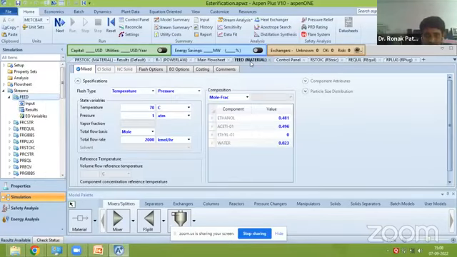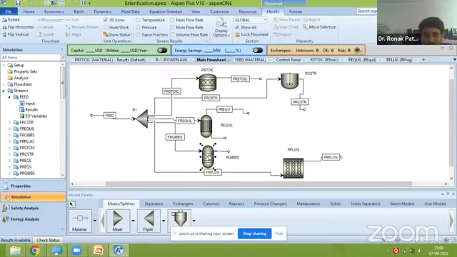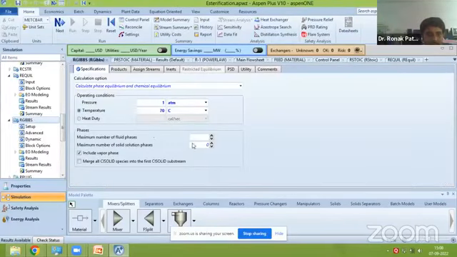Then the third reactor which we are going to talk about is RGibbs. Here for RGibbs, again you need to provide pressure and temperature, and that's it, because it does not require the stoichiometry of a reaction. So it will calculate the equilibrium composition based on minimization of Gibbs free energy. RGibbs only requires the temperature and pressure, or you can also specify the heat duty, right?